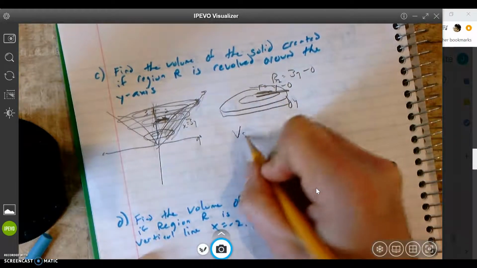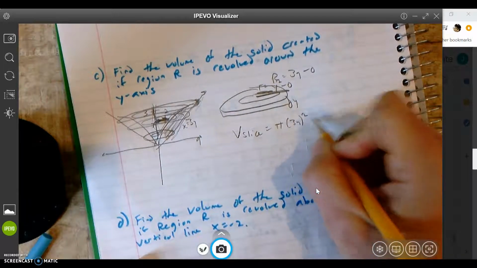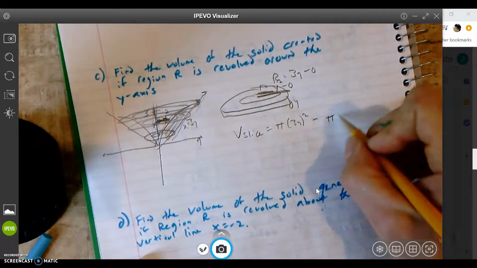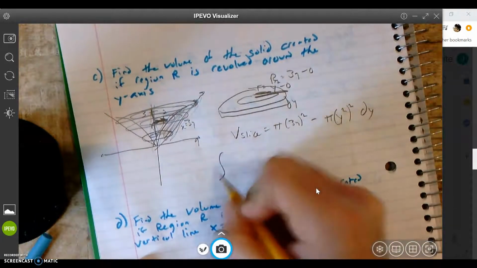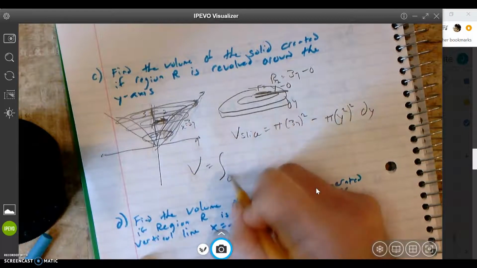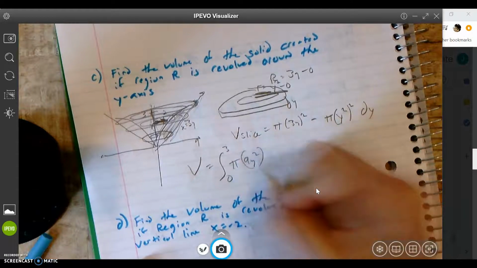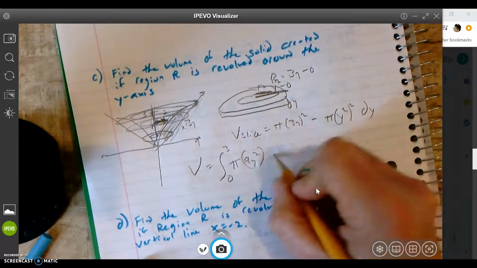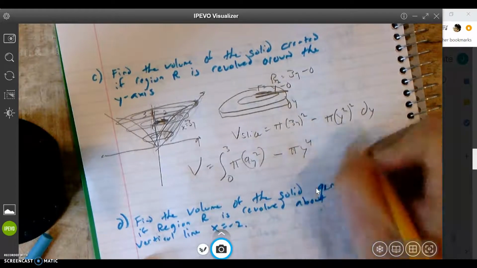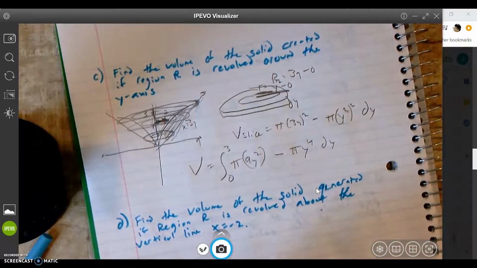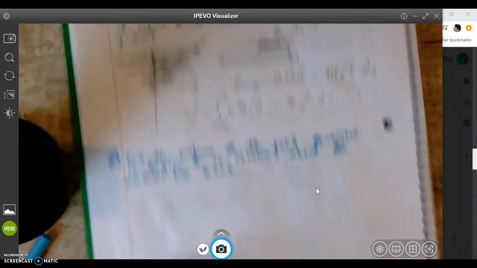Okay, so now the volume of a slice is big circle minus small circle dy. And now the full volume is going to be between 0 and 3 of pi times 9y squared, or 9y squared pi, whatever, minus pi times y to the 4th. If you want to simplify that, that's cool too. If you leave it like that, it's fine. So there you go. Done. All right, last one.